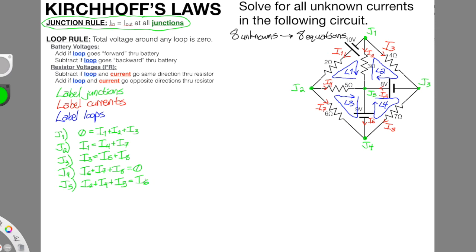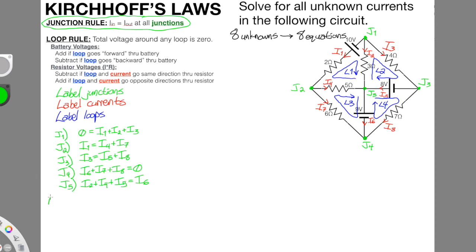So, you may think, hey, we already have 5 of our 8 equations, but it's always good to check your junction equations because usually one of them will be non-unique. That is, one of these equations will turn out to be the other 4 in disguise.